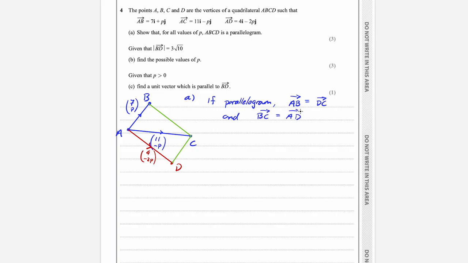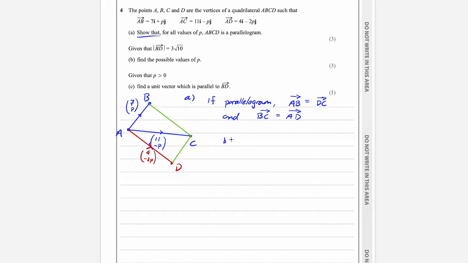Now guys, in a show that question, you have to say what you're trying to do. So just write as clearly as possible. You can write in English, however you want to put it across, but you need to get across to the examiner what you're doing. So if it's a parallelogram, AB equals DC and BC equals AD. So we need to find DC.